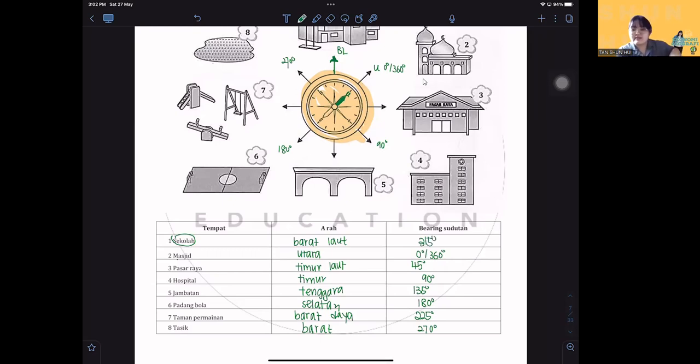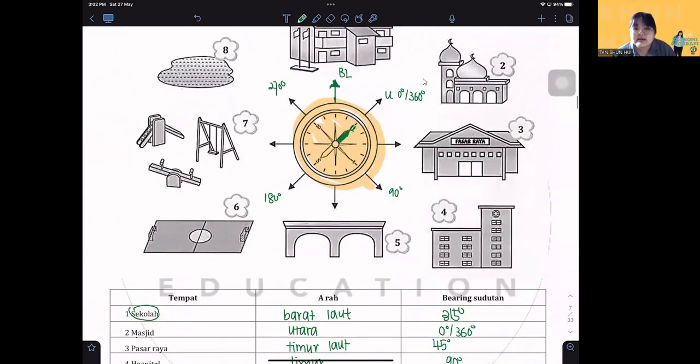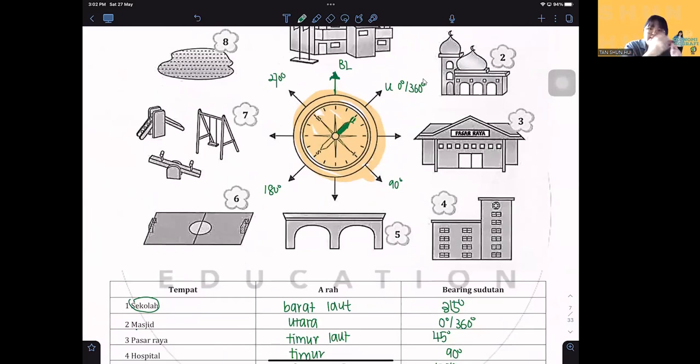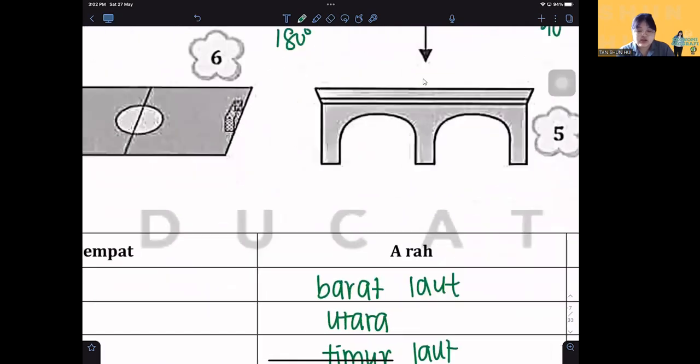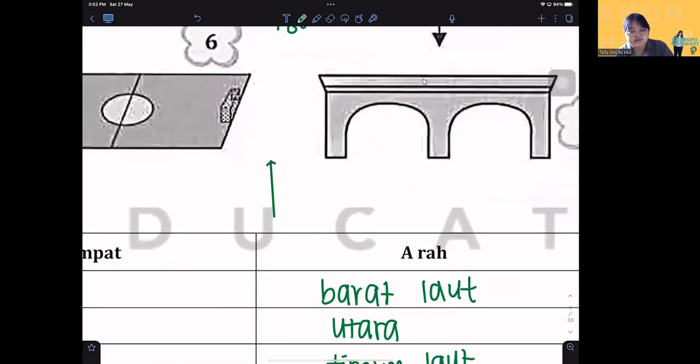350. Why got 21? Now, be careful. These kind of questions, no need to measure one. Why? Because they gave you a compass already, and all the directions are your main directions, your arah mata angin utama and perantaraan. So the numbers will be very, very fixed. 0, 360. This one is 45. 45 plus 45, 90.